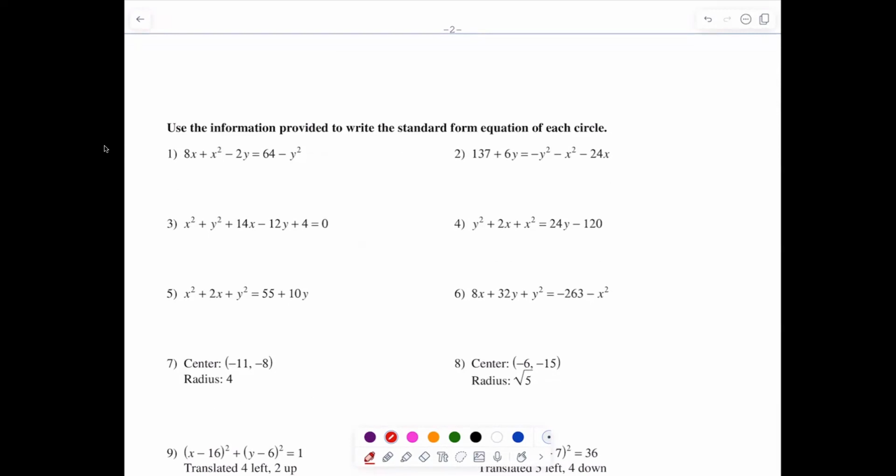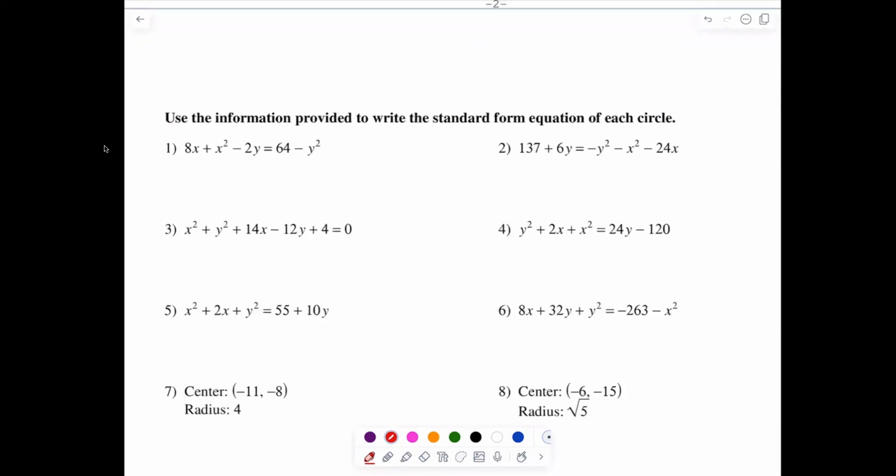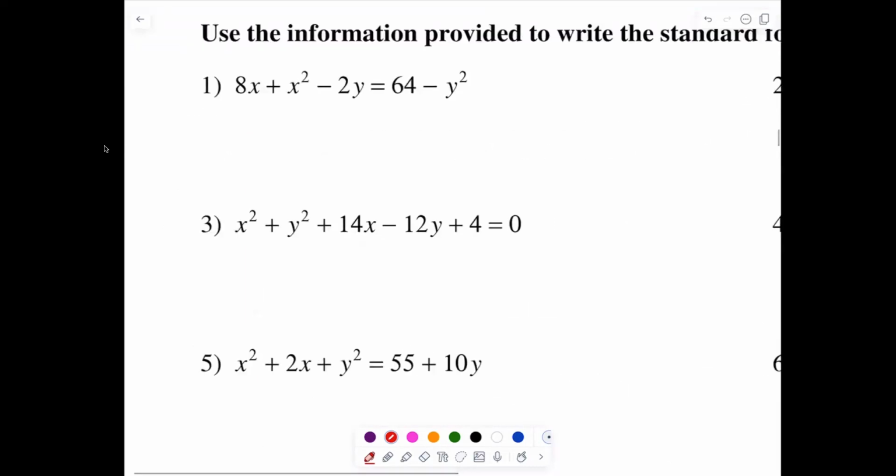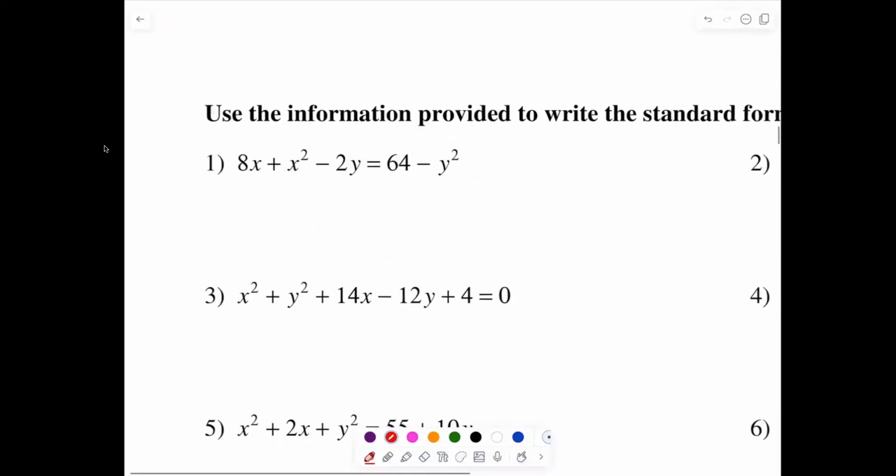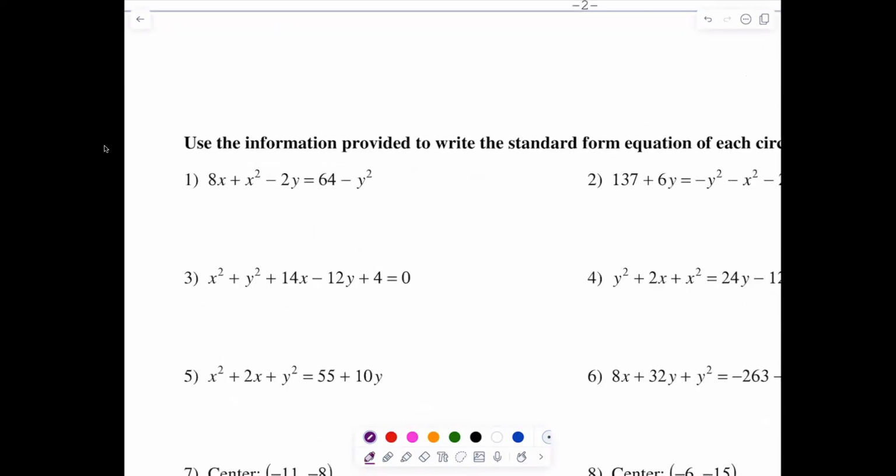It says for number 1, use the information provided to write the standard form. So here we go. We're going to practice again. We're going to write it in x minus h squared. Everybody should get in the habit of writing it at the top. x minus h squared plus y minus k squared equals r squared. That's your standard form.